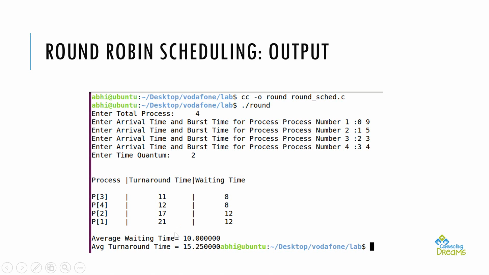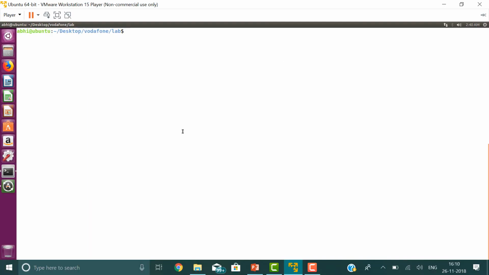Let me demonstrate this execution on my Ubuntu console. First, we will compile the program using the GCC compiler with -o, the name of my binary file, and the name of my C program. Once we execute the program, it's asking for the inputs. The total number of processes that we are going to work with is 4.